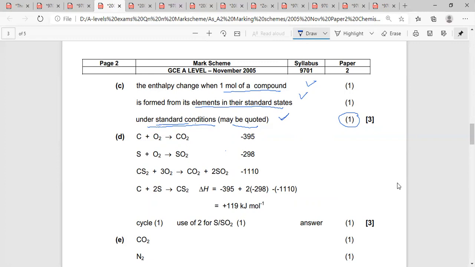So sometimes only this part is 1 mark, and this is 1 mark. It's always 1 mark on standard conditions. Quote it. Temperature goes to what? 25. Pressure goes to what? 1 atmosphere. Easy. Okay, now this is the part we talk about here.